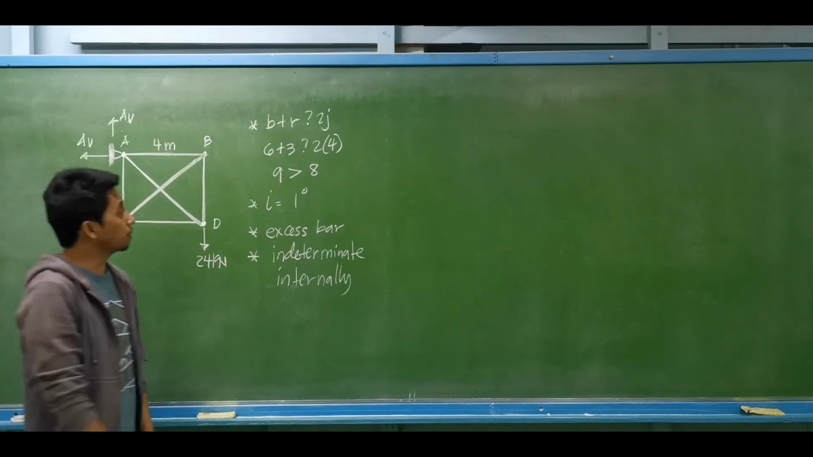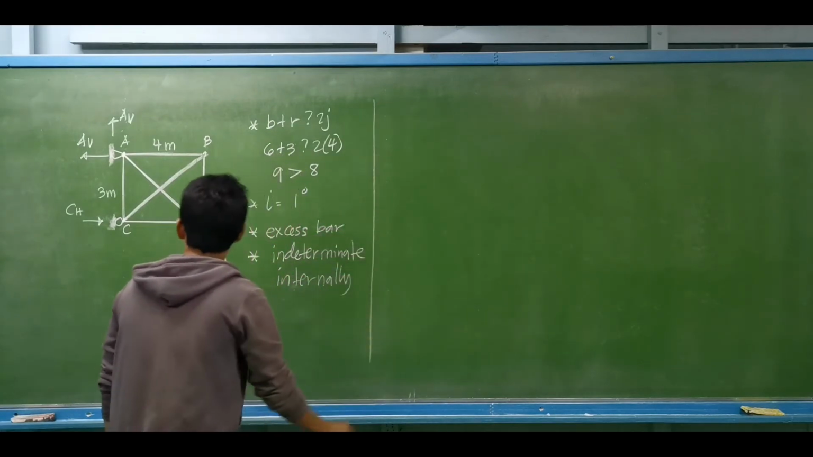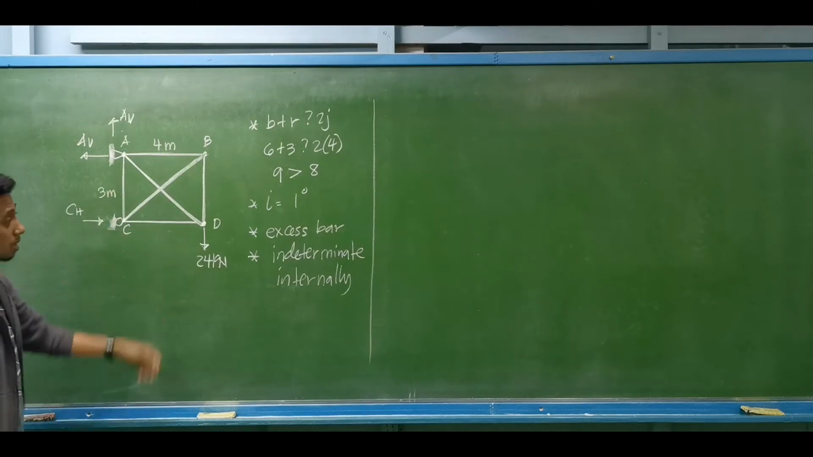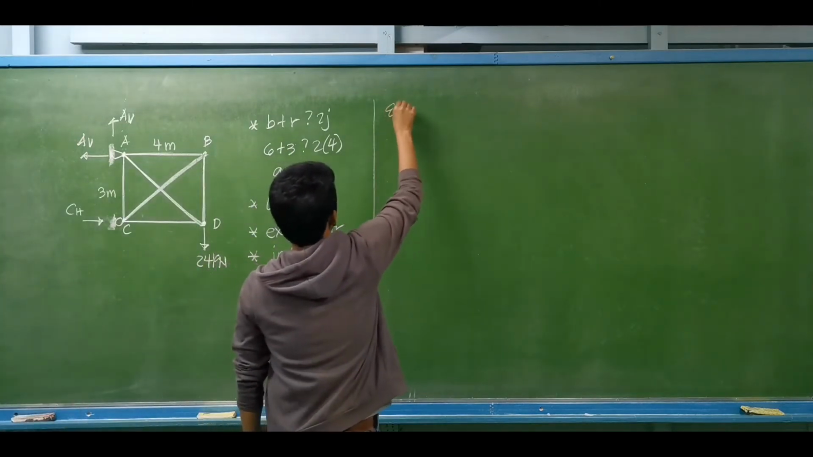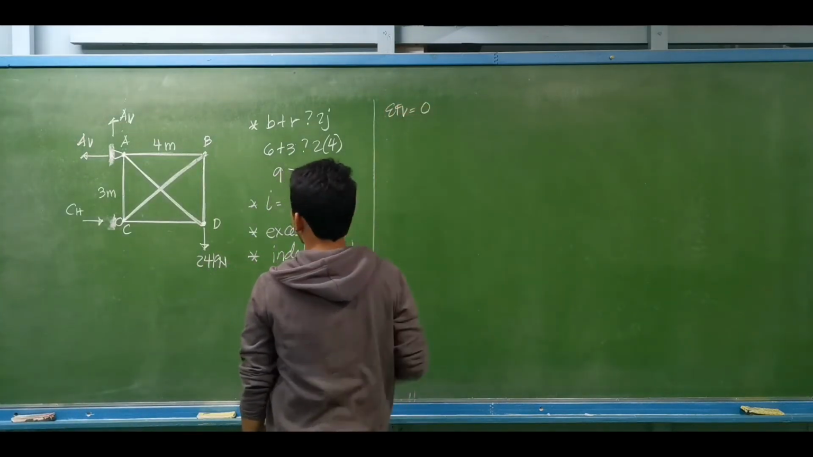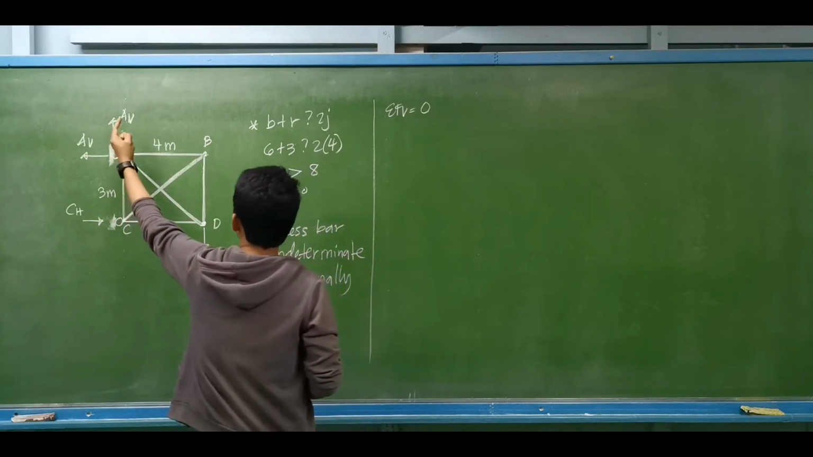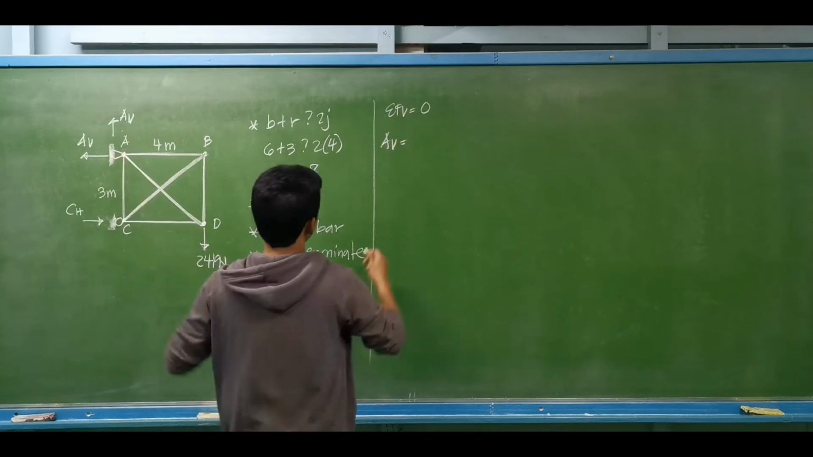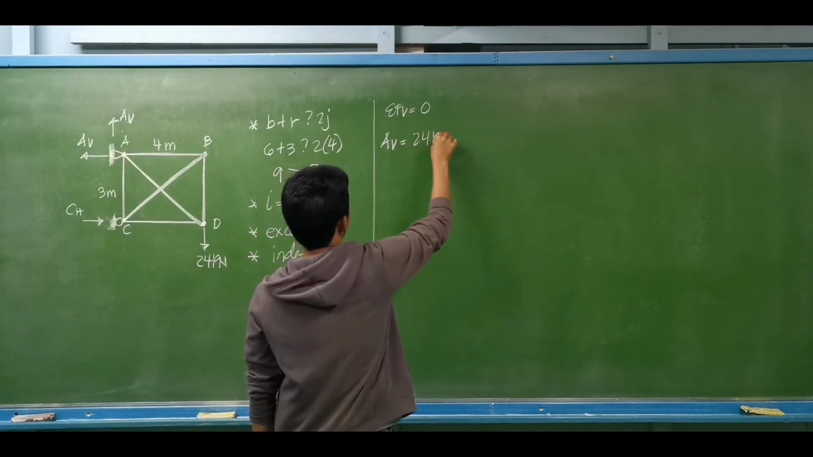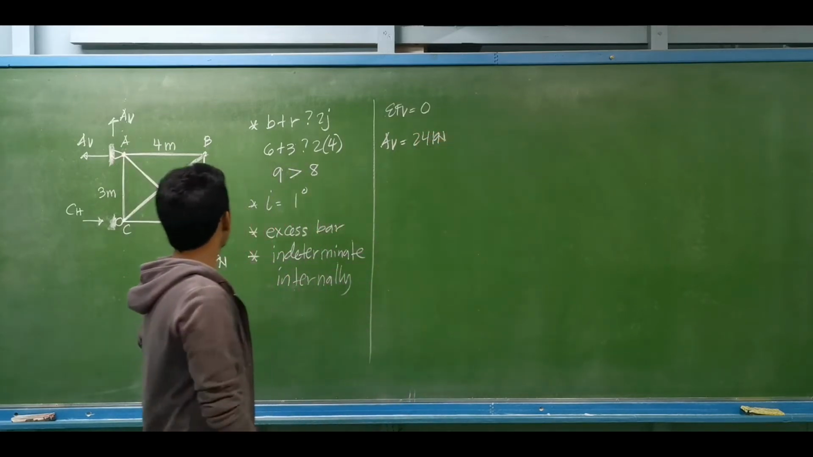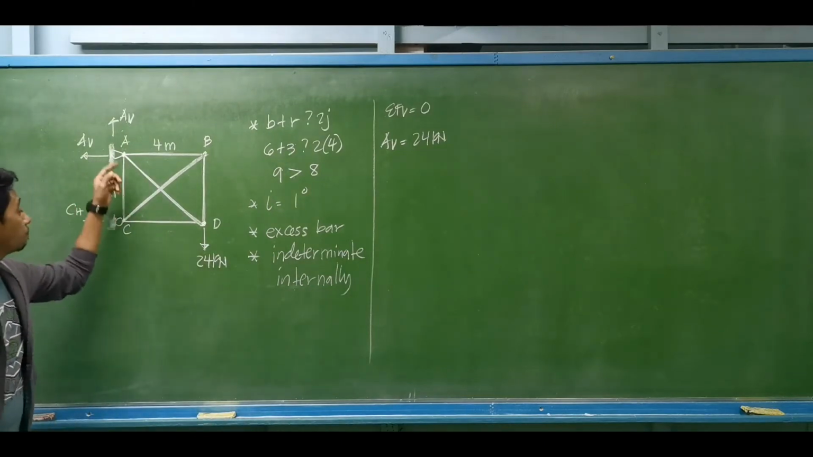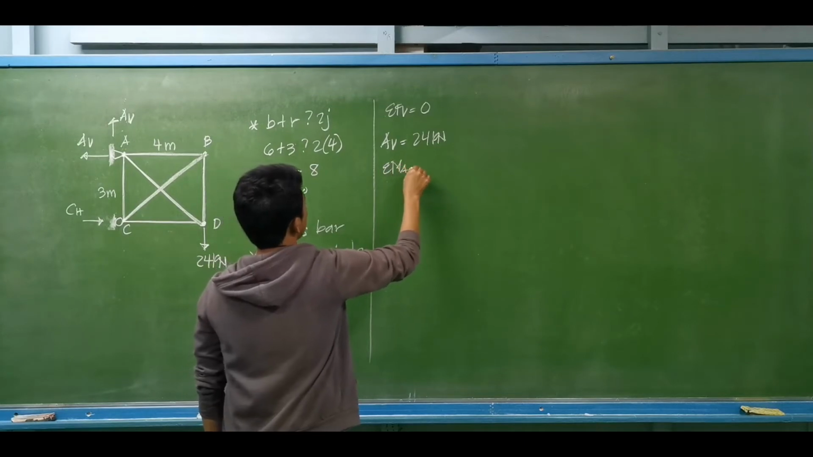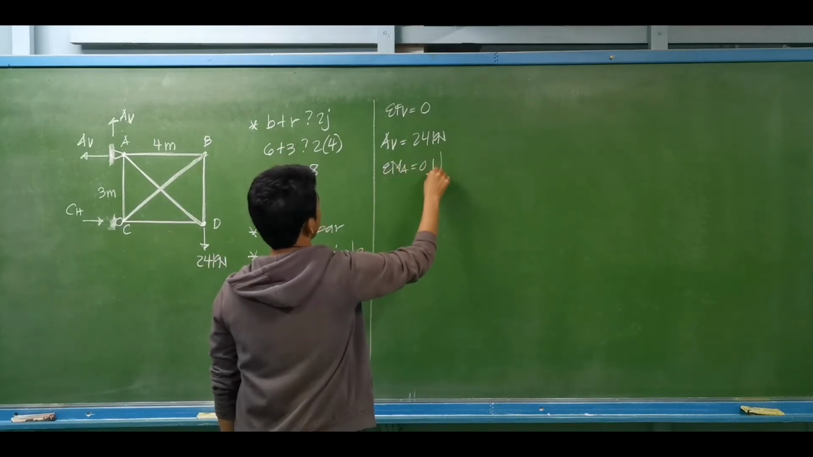So we may compute the support reactions. As you can see, the support reactions can be computed by summation of forces vertical equal to 0. The only vertical resistance is A vertical, the vertical reaction at point A, and that is the same as 24 kilonewtons. Then we can do summation of moments at A equal to 0, clockwise moments to be positive.